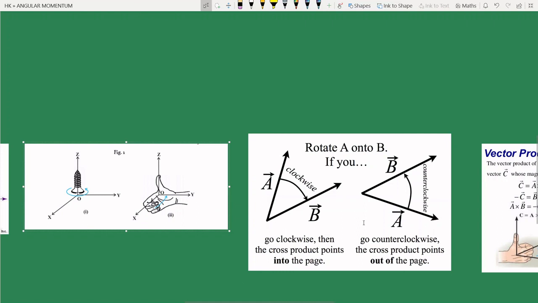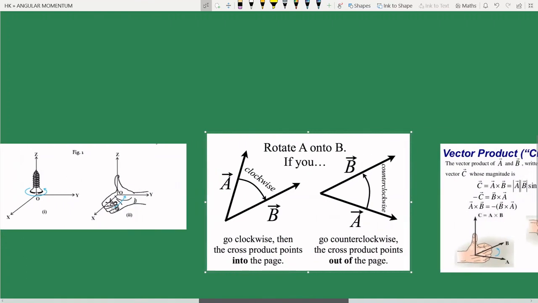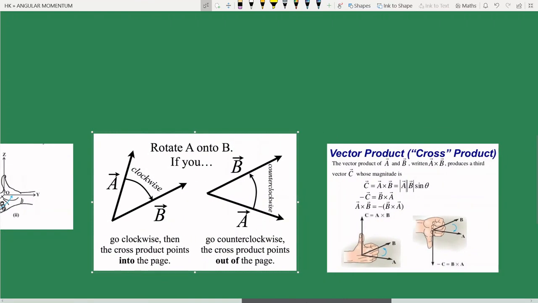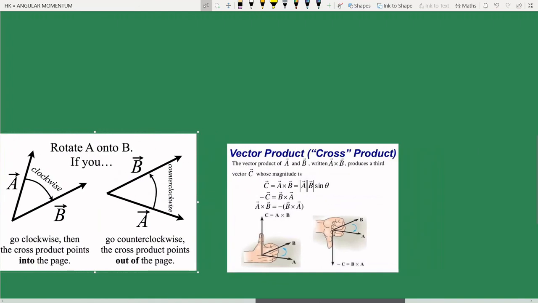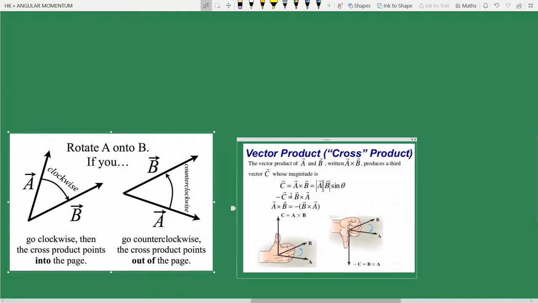So if the rotation is in the counterclockwise sense, then it will be out of the page. If the rotation is in the clockwise sense, it is into the page. You have to practice it, only then you will see this point. And finally, I have summarized all these points in the last picture here. The vector product of A and B, written as A cross B, produces a third vector C, C equal to A cross B. Its magnitude is modulus A modulus B sine theta, where theta is the angle between A and B.